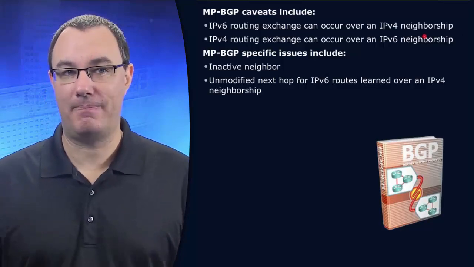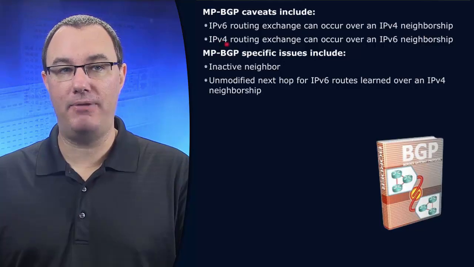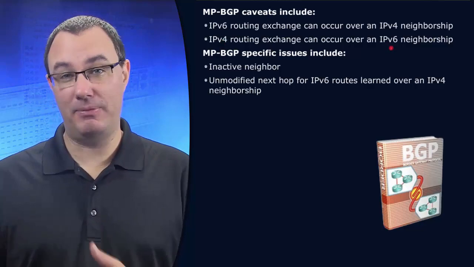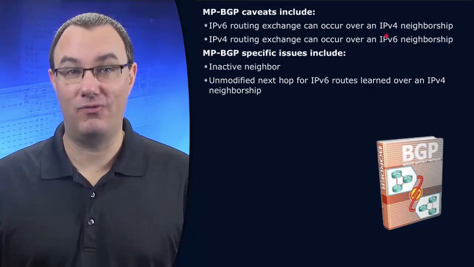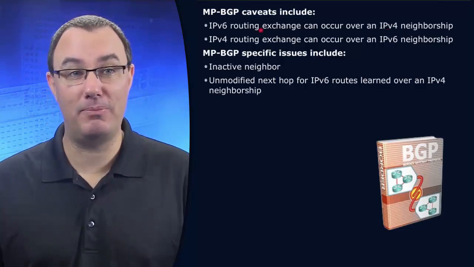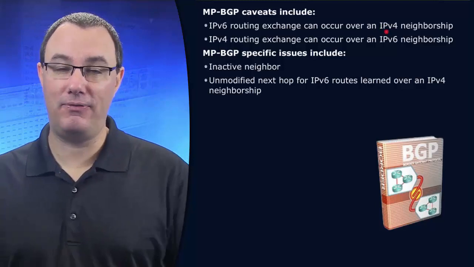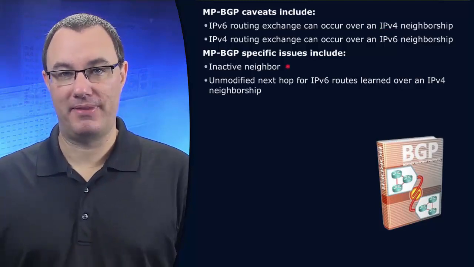So let's say we wanted to advertise IPv4 and you had neighborships pointing to IPv6 addresses. That can work. Vice versa, you could do IPv6 routing exchange over neighbor statements that are IPv4. Now, what are the issues?